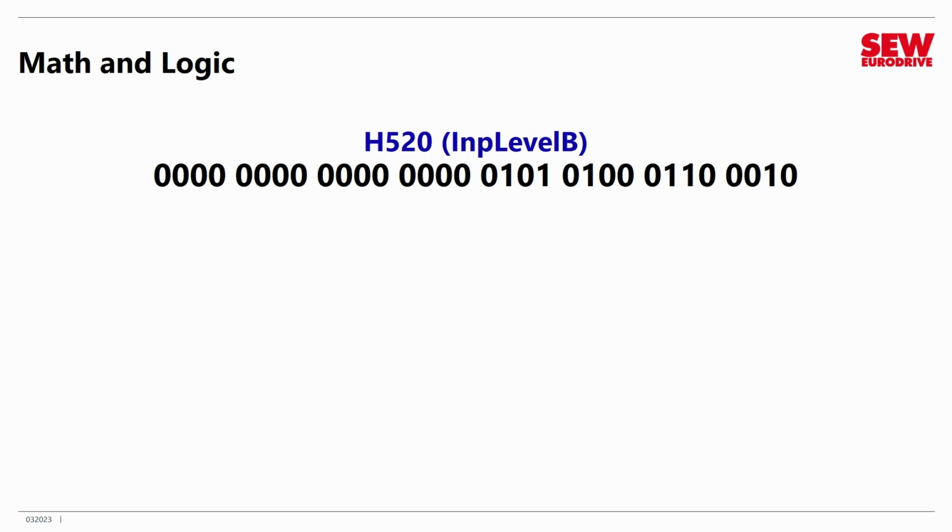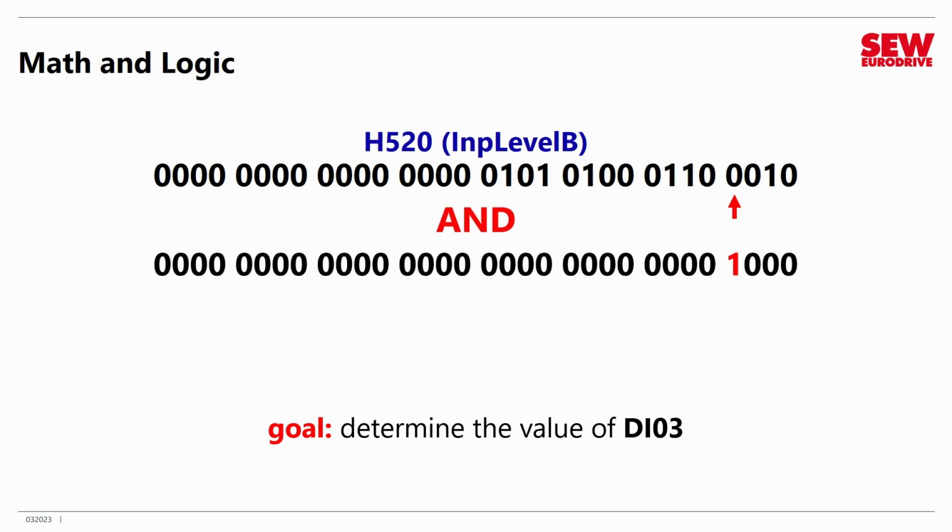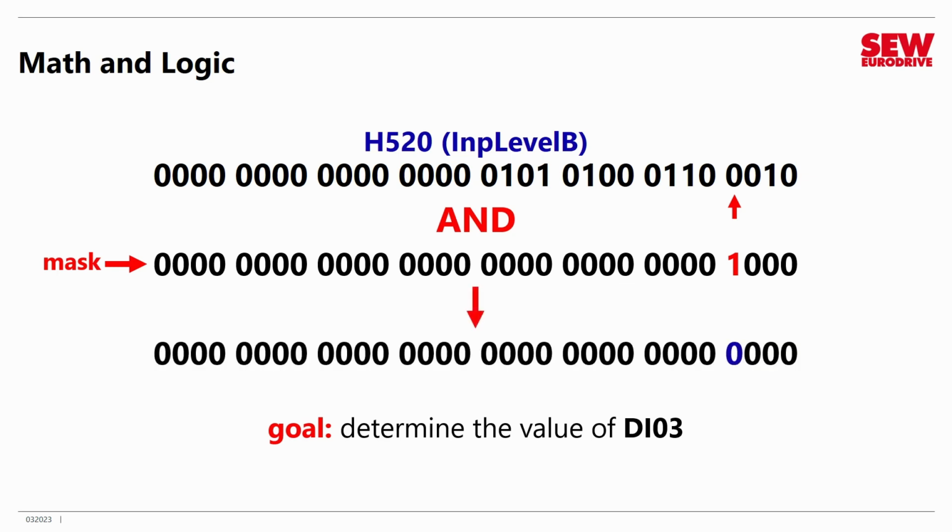Let's look at an example. Let's say we want to find out if DI03 is on or off. That's this bit right here. You AND it with a mask. And here's what the mask is. It's got a 1 in the position of the bit you care about and zeros everywhere else. Those zeros block off the things you aren't interested in, and the 1 will let through the bit you do care about. So when you AND, this is what comes back.